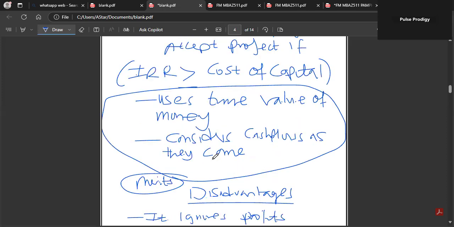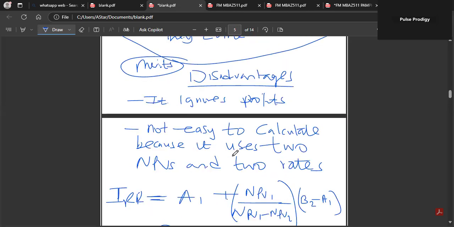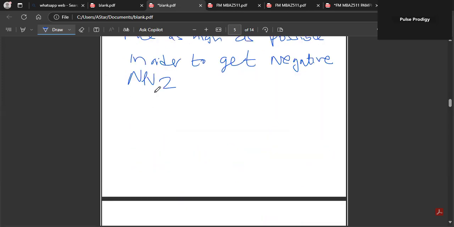So you need to accept the project if internal rate of return is greater than cost of capital. This is time value of money, considers cash flows as income. And of course, no need to calculate is one of its advantages. Now this one is computed based on trial and error. The internal rate of return is computed based on what? Computed based on trial and error.